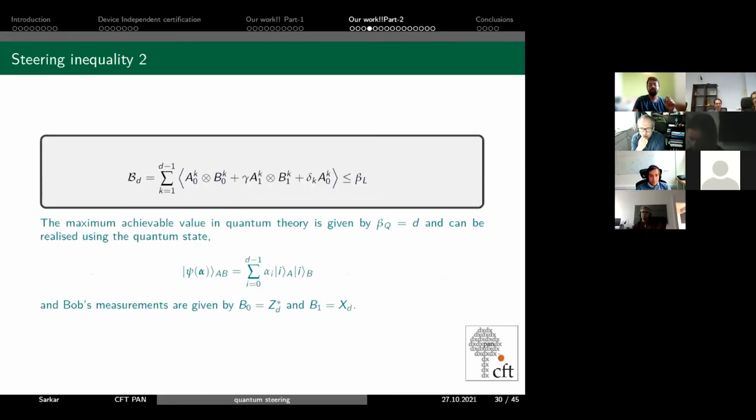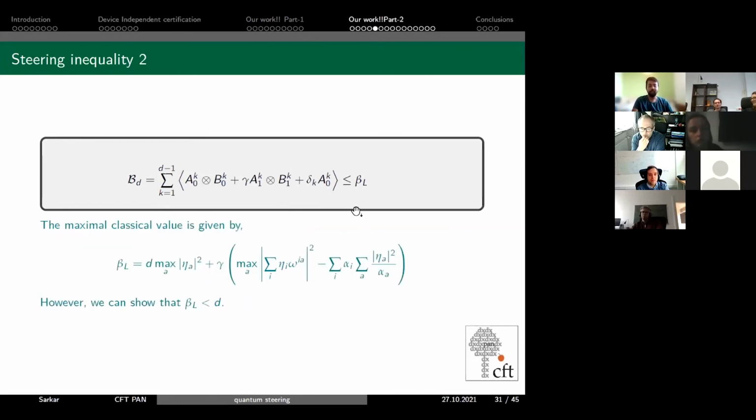So the maximum value of this steering inequality is given by D, and for instance it is achieved by a state of this form, where, as you can see, up to a local unitary, this is any bipartite entangled state. And Bob's measurements are given by Z star, and B1 is given by X. Okay.